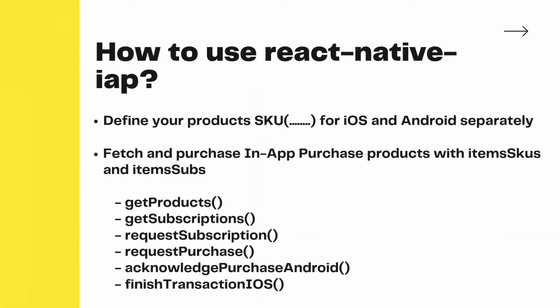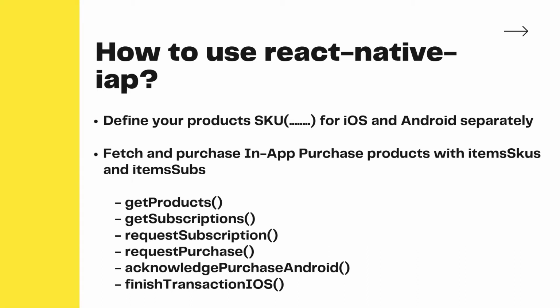Basically, we need to maintain the product array, that is the SKU. SKU is nothing but the stock keeping unit, where we need to mention the product ID, which is already mentioned on iTunes and on the Google Play console. First we need to define the SKUs for iOS and Android separately, and then we can fetch and purchase the product using that SKU.